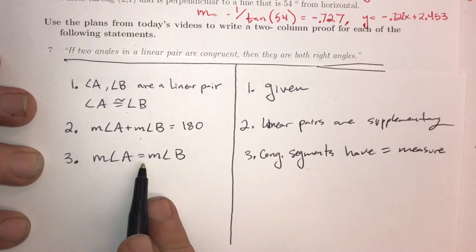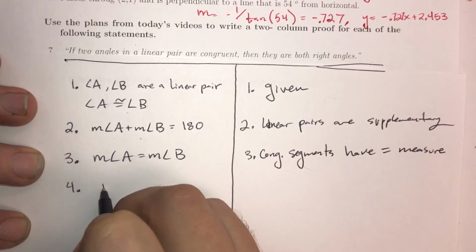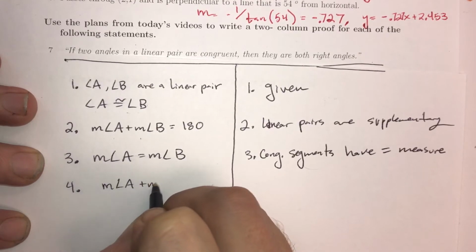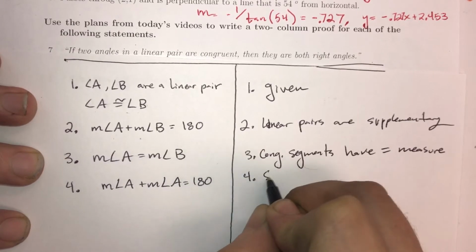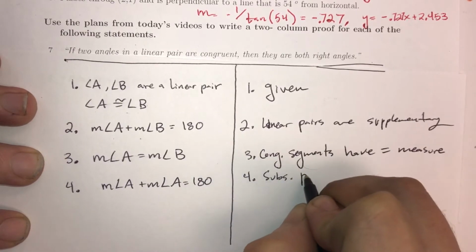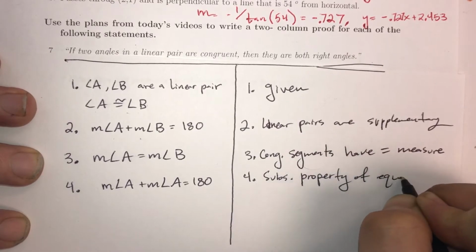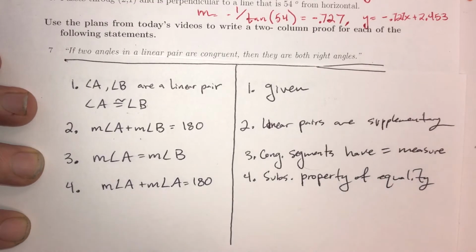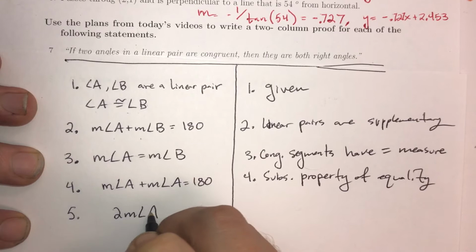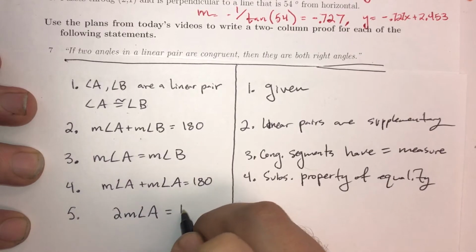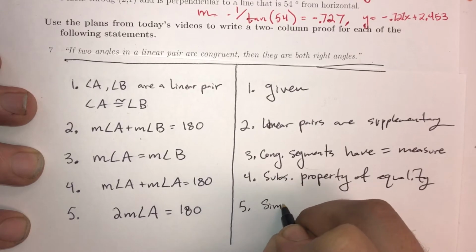And then since the measure of angle A is equal to the measure of angle B, I'm going to use the substitution property of equality to say that the measure of angle A plus the measure of angle A is 180. So that's substitution property of equality. Number 5, that looks like 2 measure of angle A is equal to 180. What did I do there? I combined like terms, so I'm just going to write simplify.